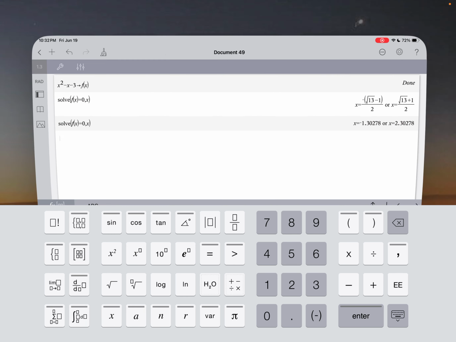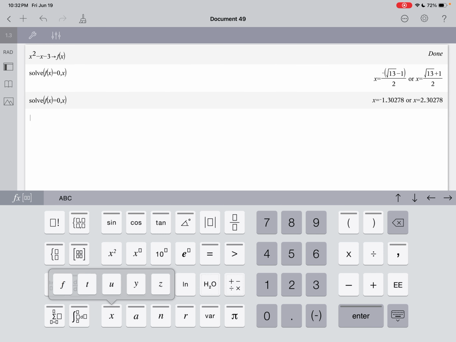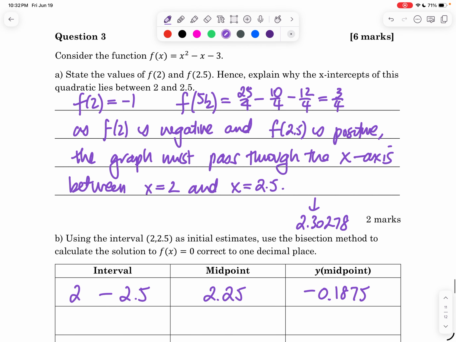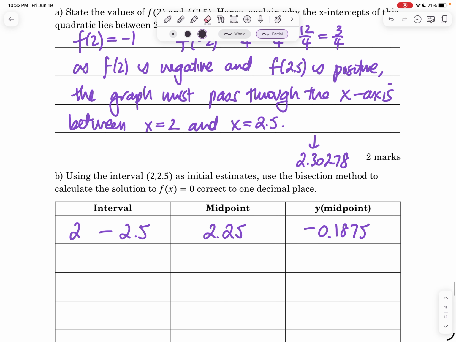So f of 2.25 is negative 0.1875. So because it's negative, we replace the side that gives us a negative value. So our interval is now 2.25 to 2.5.